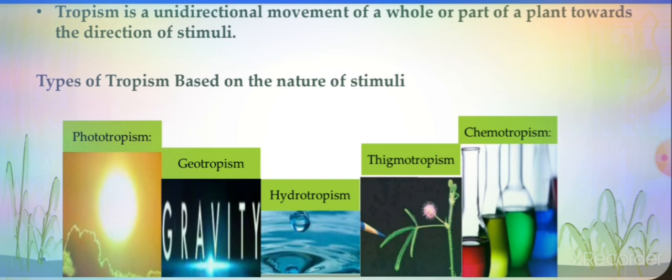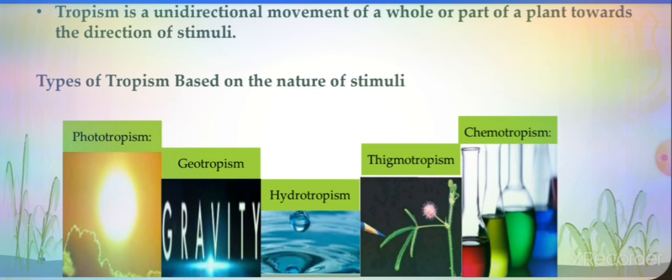Now, what is phototropism? Part of a plant will move in response to light. It will move towards light. Example, the stem or shoot of a plant always moves towards light. So light is a stimulus. What is geotropism? A part of a plant moving in response to gravity. Example, roots always grow towards gravity, and that is why it is called geotropism.